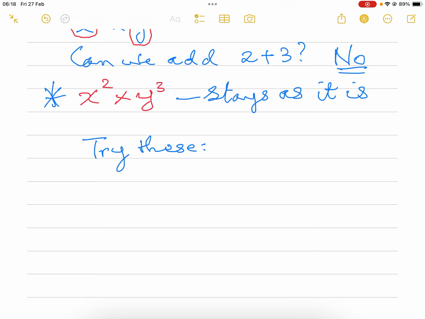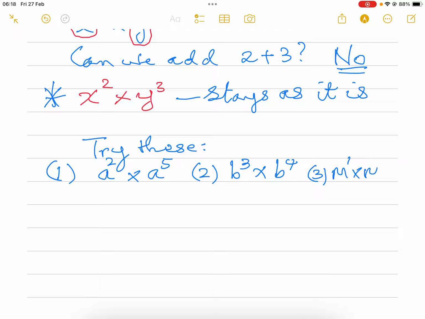I would like you to try this. Try these questions. Pause and try. Number 1, a raised to power 2 multiply a raised to power 5. Number 2, b raised to power 3 multiply b raised to power 4. And number 3, m raised to power 1 multiply m raised to power 6.